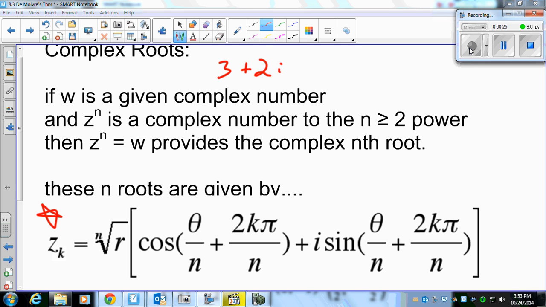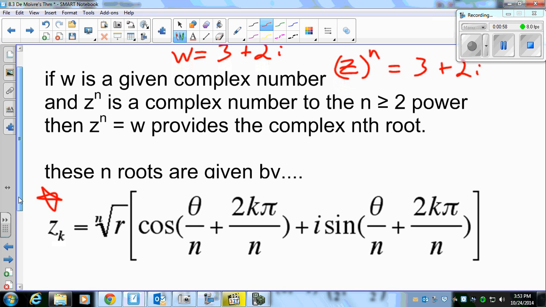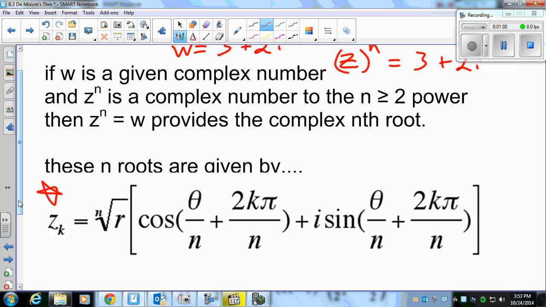So if w is a given complex number, let's call this w. z^n is a complex number to the n, greater than 2 power. That means I want to find a z that, when I raise it to some power n, is equal to 3 plus 2i. So that provides the complex nth root. These nth roots are given by this equation. Again, don't memorize this equation, but you will be given it.